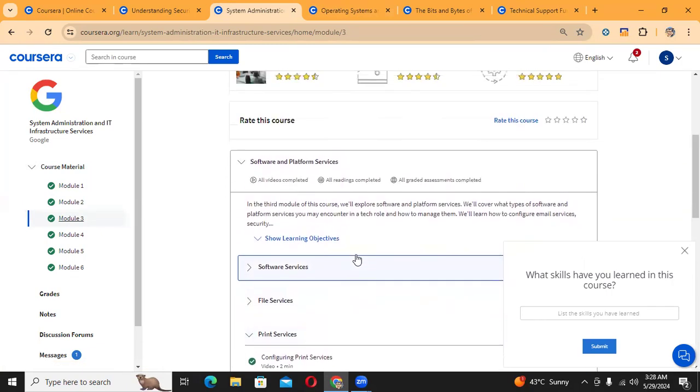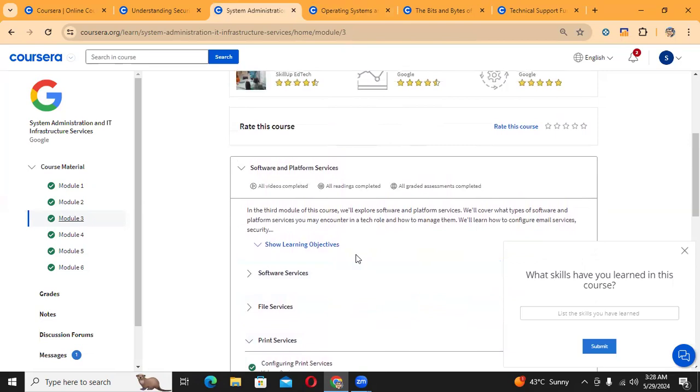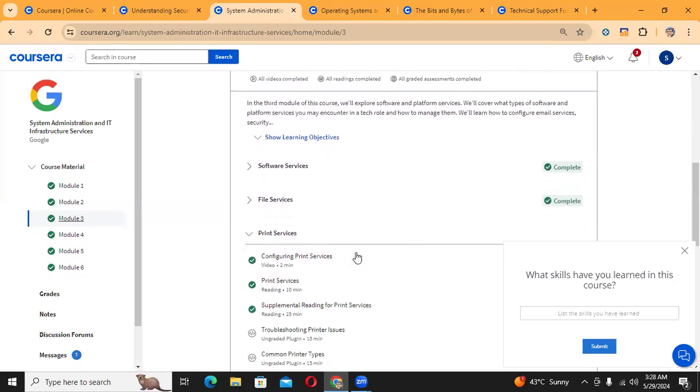So in the third module we have software and platform services, how we manage these software and platform services, including web server, database, and file servers. We will also learn about Dockers, managing software dependencies, and the configuration.